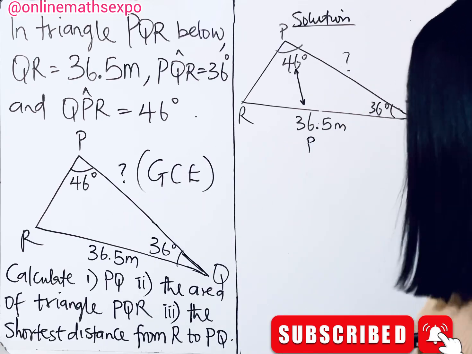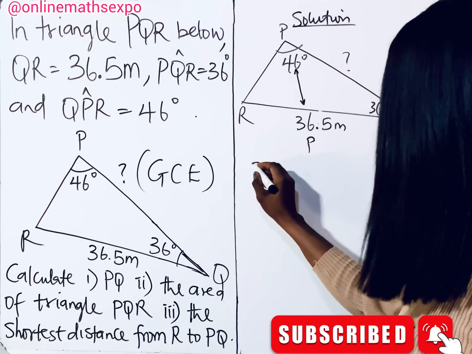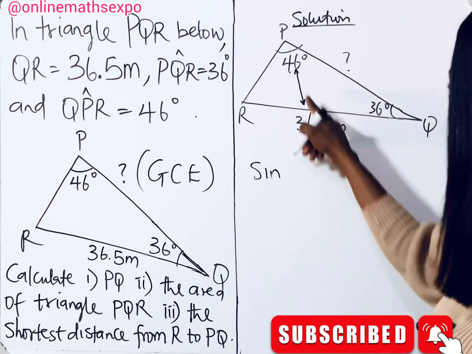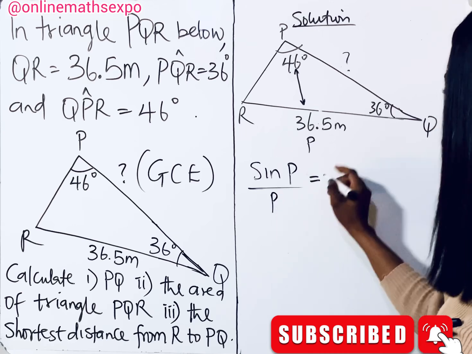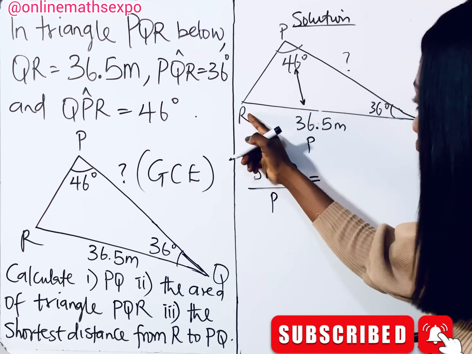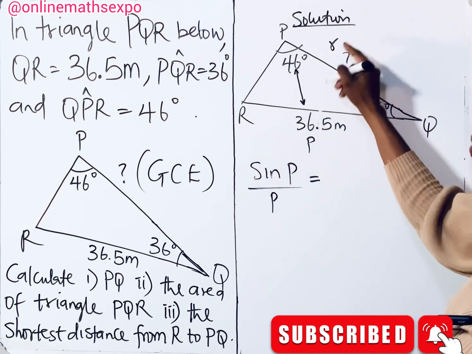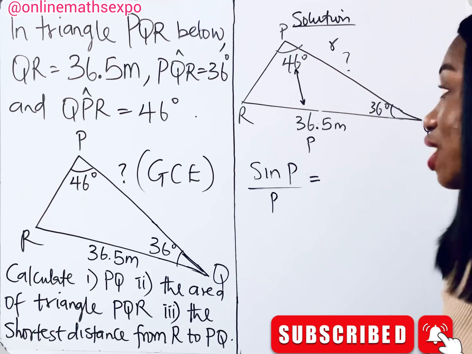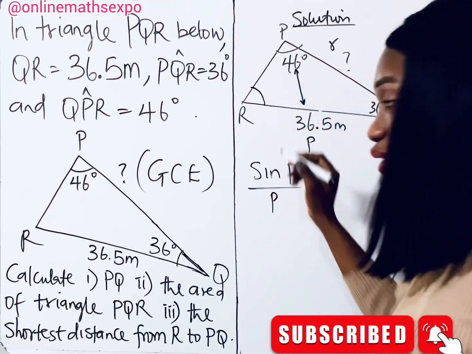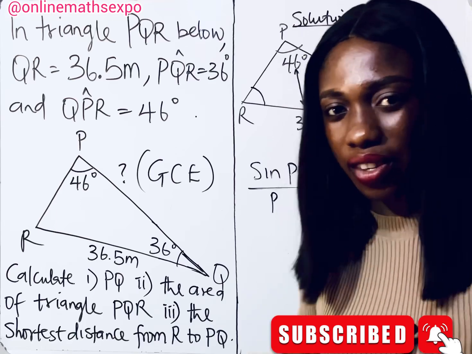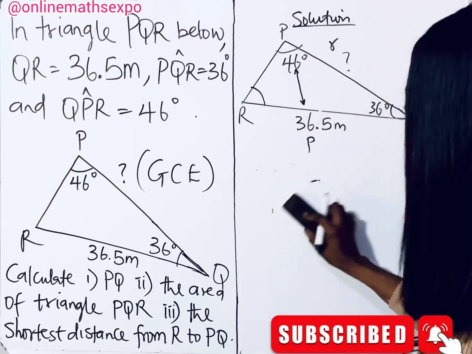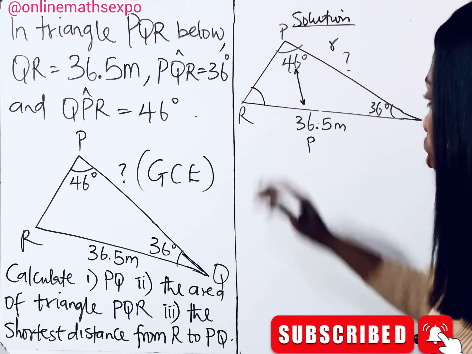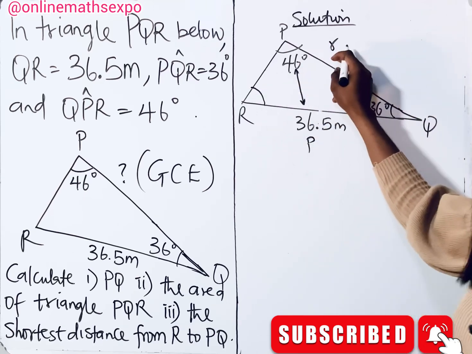So remember your sine rule. We have it that sine of this angle P over small letter P is equal to the sine of this angle. Remember, here is R. This side is going to be small letter R. But when you look at this, you observe we don't know this angle. So what do we do? It's just very simple. So let's do that first. What we need to do here is to get this angle R to help us get the side R.